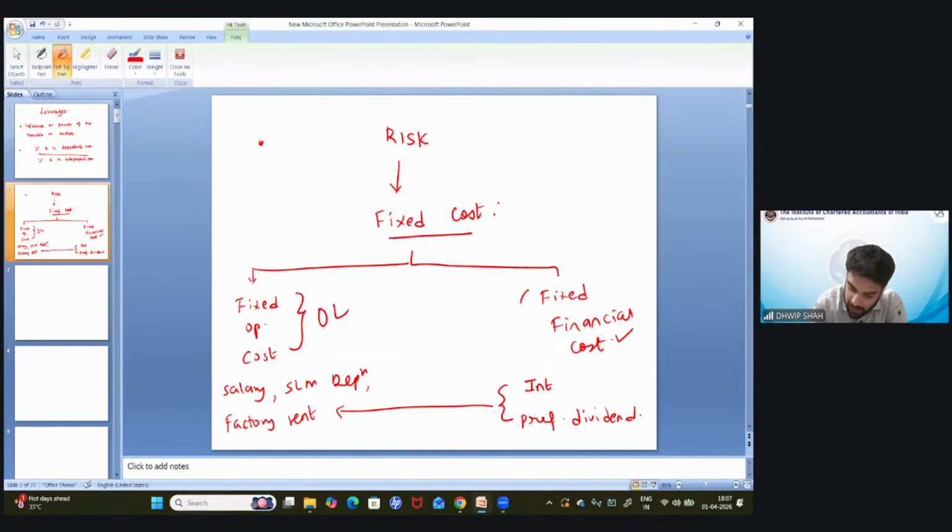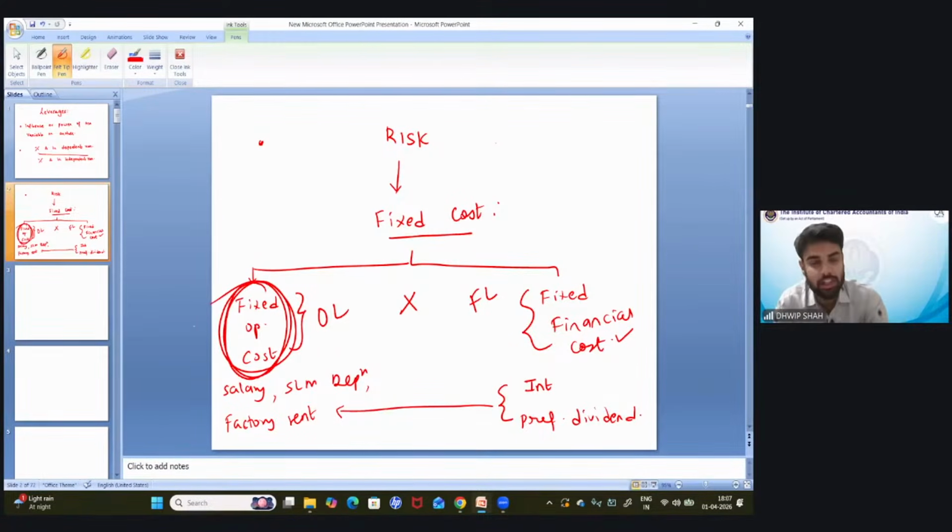एंड फाइनेंशियल फिक्स्ड कॉस्ट के साथ जुड़ा हुआ कौन सा लेवरेज था? फाइनेंशियल लेवरेज. करेक्ट. दोनों को मर्ज कर दे, दोनों को कंबाइन कर दे, वी गेट कंबाइंड लेवरेज. ठीक है. आर यू एबल टू रिकलेक्ट व्हाट यू हैव लर्नड इन लेवरेज चैप्टर? सो ऑपरेटिंग लेवरेज exists in the business due to presence of fixed operating cost. अगर फिक्स्ड ऑपरेटिंग कॉस्ट ही आपके बिजनेस में नहीं है तो ऑपरेटिंग लेवरेज का नामो निशान नहीं रहेगा.